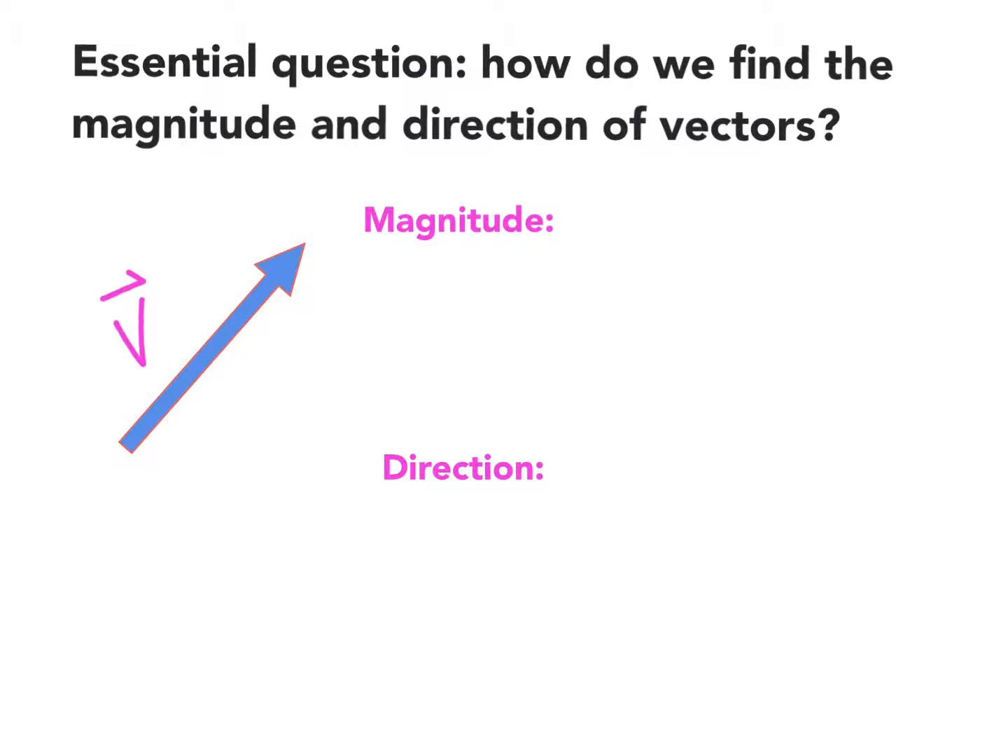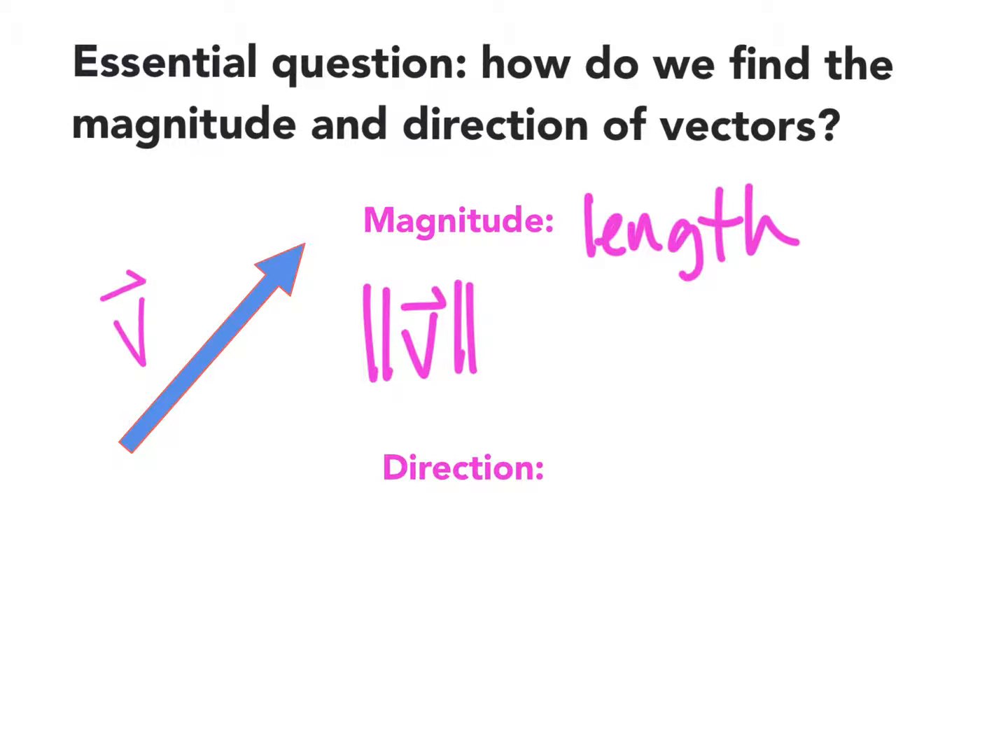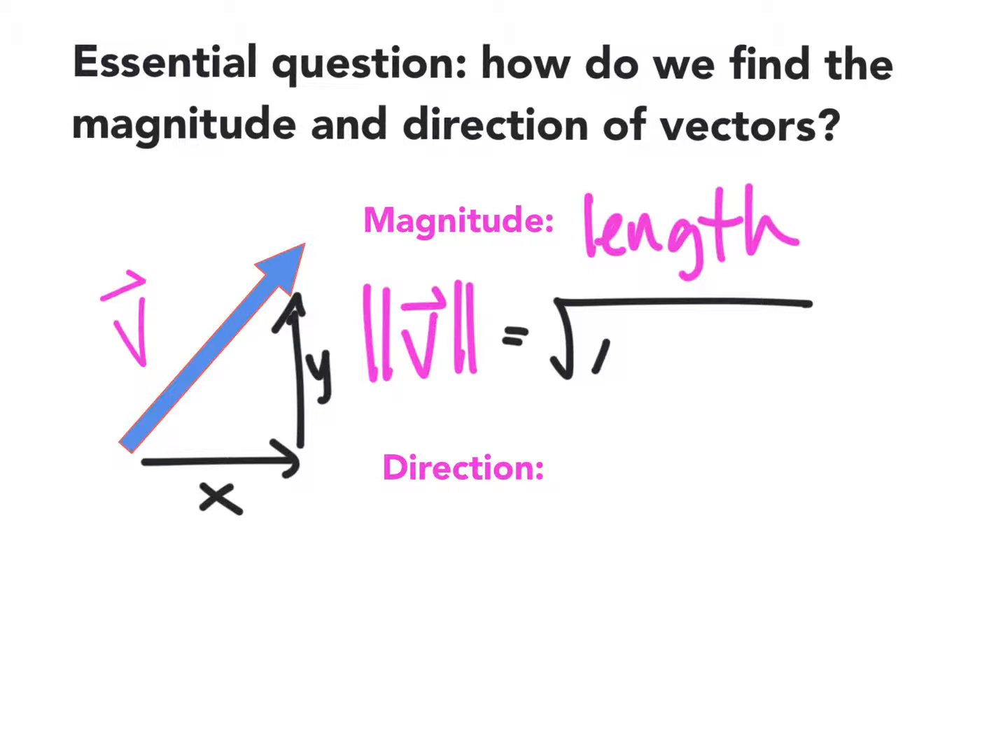Hello, how do we find the magnitude and direction of vectors? Well, magnitude is just a length, and the way that we denote magnitude is we put these two little bars around the vector. That means what's the length of vector v? And to find it, you just use the components of vector v. See, if you know the x component and the y component, you can just use the Pythagorean theorem to figure out the length of that vector.